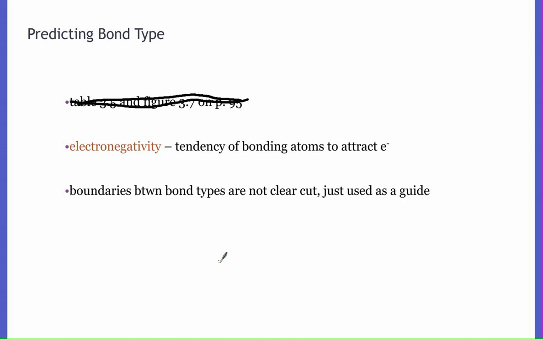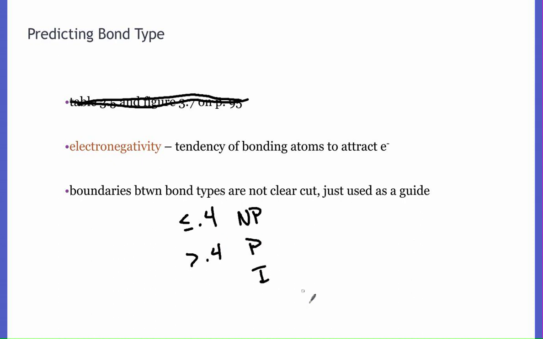And we're going to use these boundaries from the book, right? But you don't need the book. We can just write them in right here. We're going to use these guidelines, right? I'm going to have separation in electronegativity. And if that separation is less than or equal to 0.4, I'm going to assume that that is a nonpolar bond. If it's greater than 0.4, it's going to be a polar bond, right?